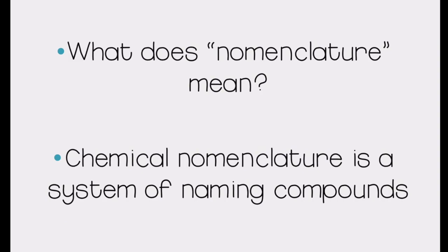Nomenclature is just the long word we use to describe our system of naming compounds. And the word itself, the word nomenclature, comes from the Latin word for name and the Latin word for to call. So essentially it just means a list of names or a system of naming.